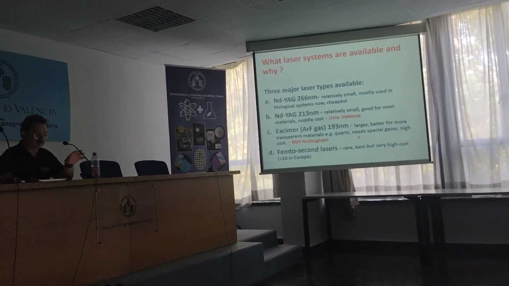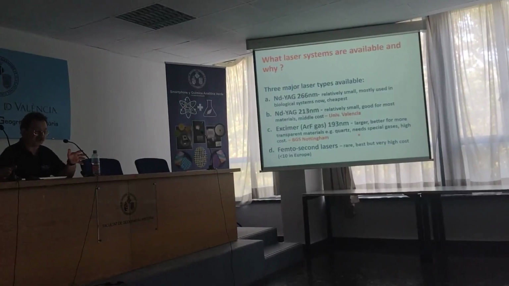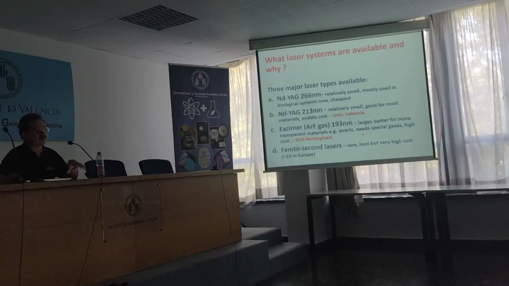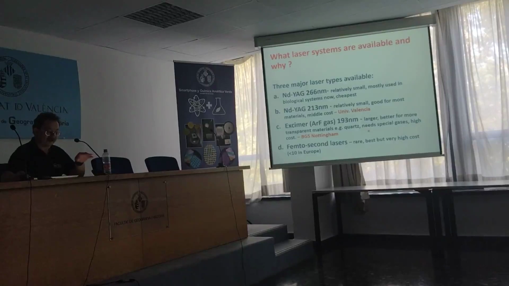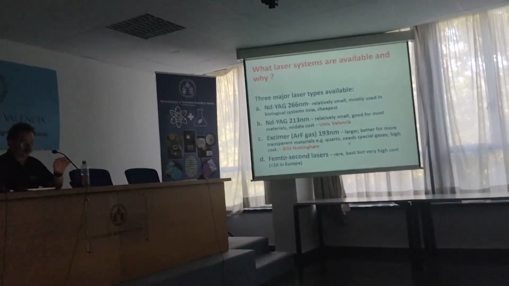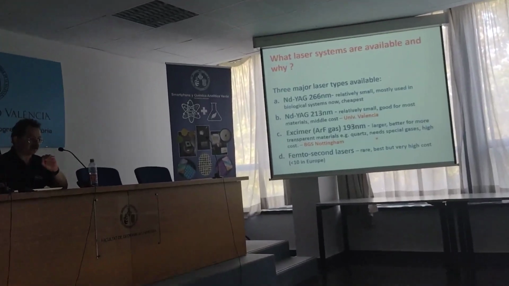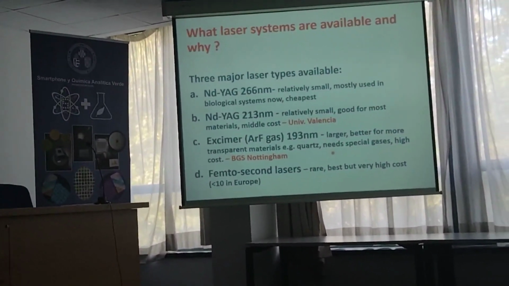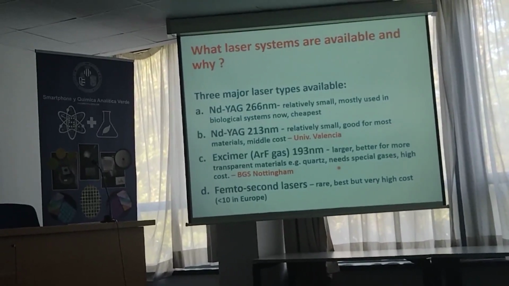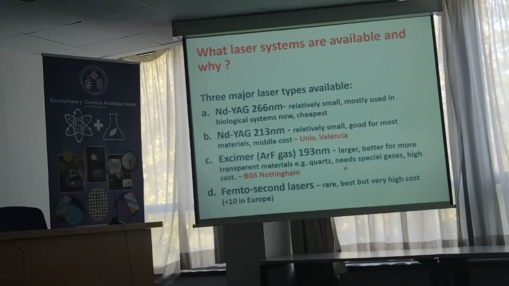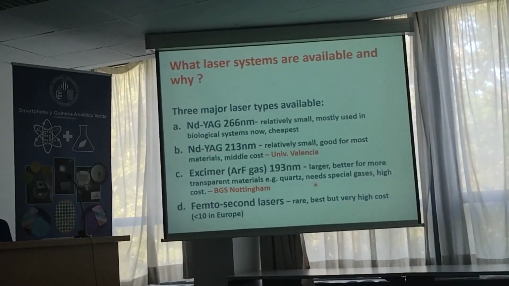The next is the Excimer, the argon fluoride gas at 193. This is significantly larger. It's particularly good for transparent materials like quartz. And so for the geologists where I work, they like this. But it needs special gases and it has a high cost. And finally, now there are some things called femtosecond incredibly fast lasers. They're very rare, they cost incredible amounts of money, and there are maybe only 10 used for laser ablation in Europe, if that. So having the 213 here in Valencia is perfect.